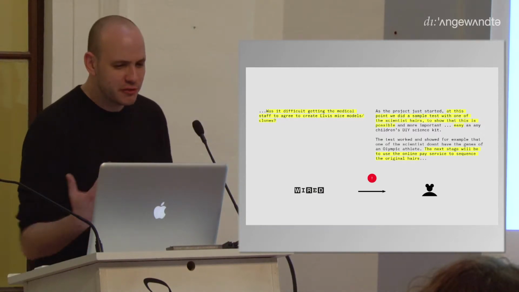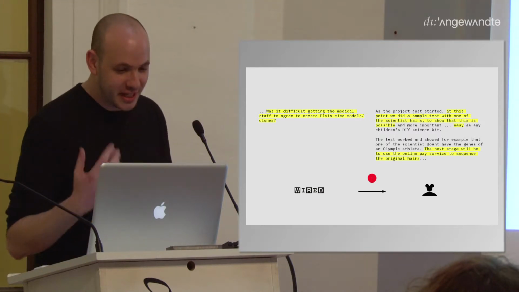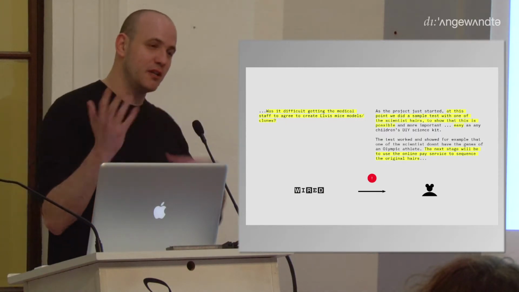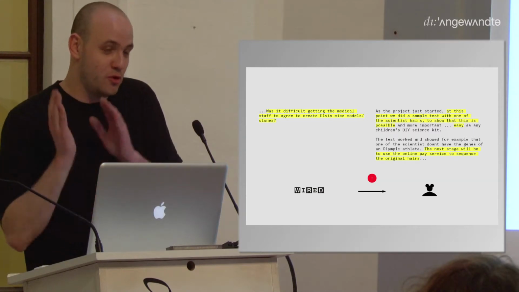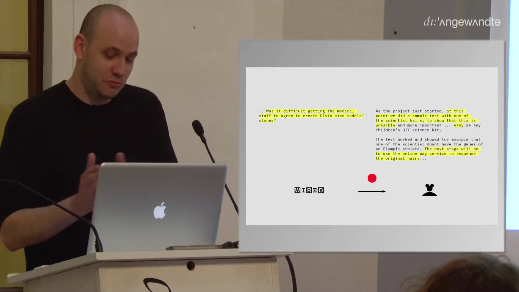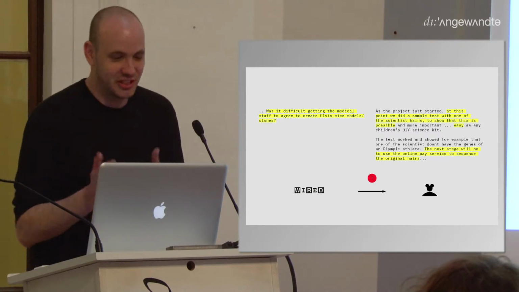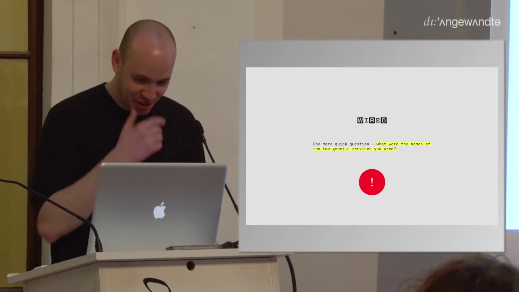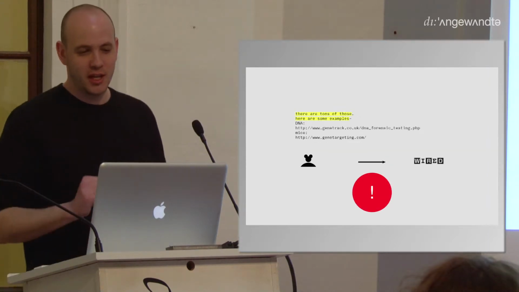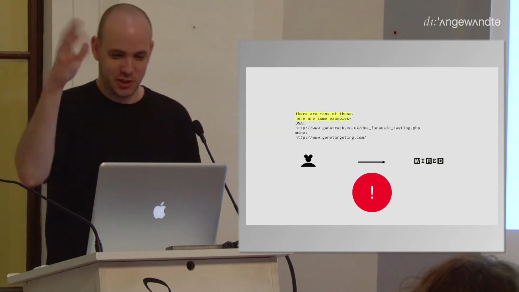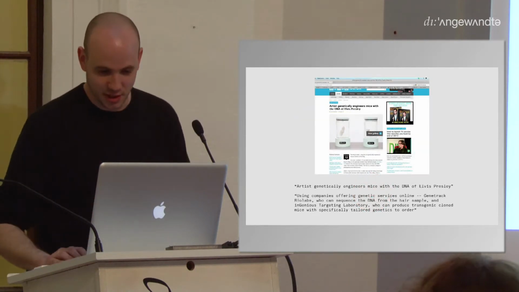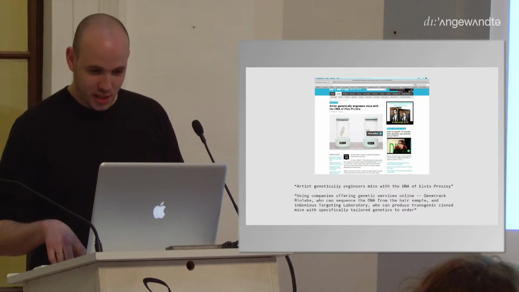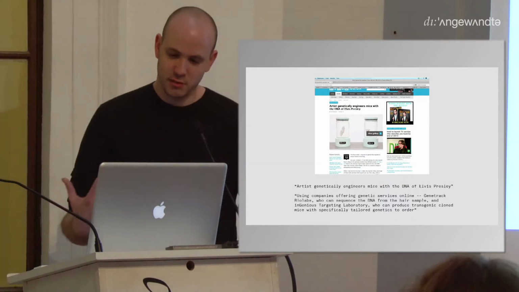So he was asking me, was it difficult getting the medical staff to create Elvis mouse models? And I answered, no. At this point we did a sample test with one of the scientists. Instead of saying no, I didn't use these things, I'm just saying this test doesn't exist, we're doing something else. Then he asks me, what were the names of the two genetic services you used? And I'm answering, there's tons of those. This one, and this one, and this one. And that was another warning sign that I didn't heed.